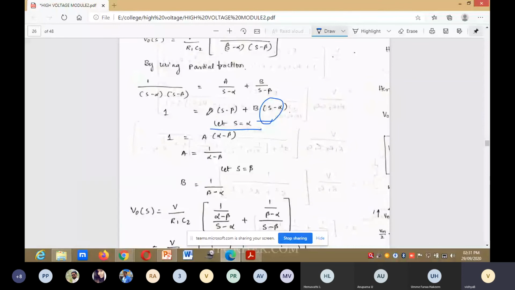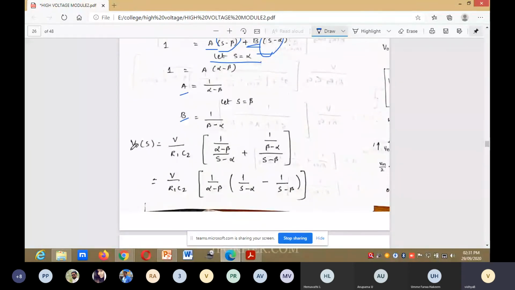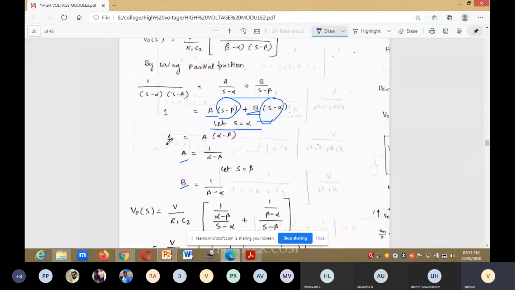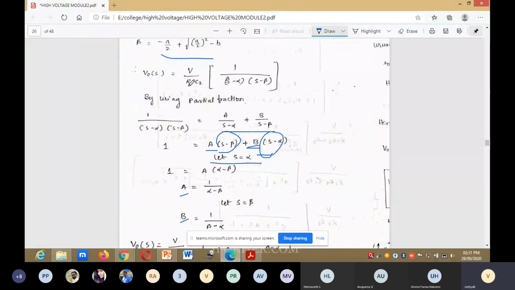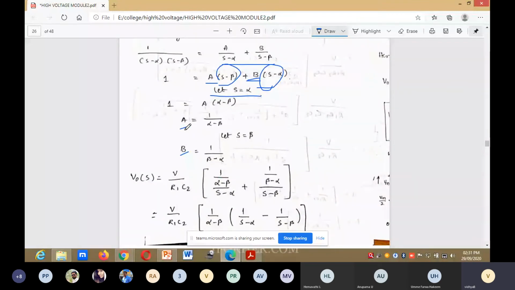First we need to find out the A and B values to substitute in this equation. A is equal to 1 divided by alpha minus beta. Now let S is equal to beta, so that this term will become 0 and we can find out B. B is equal to 1 divided by beta minus alpha. Now we know the values of A and B. Substitute. V naught of S is equal to V1 divided by R1 C2, and substitute the values.